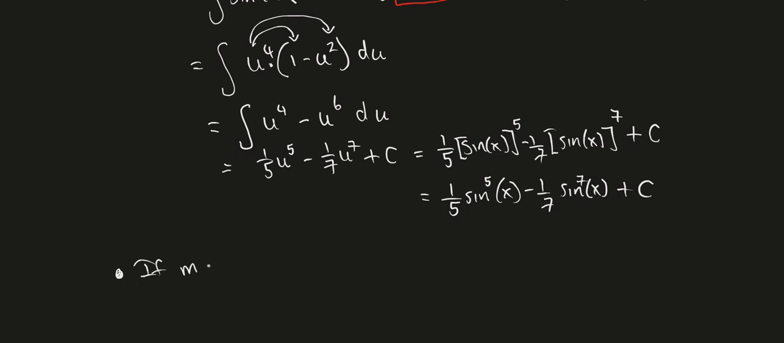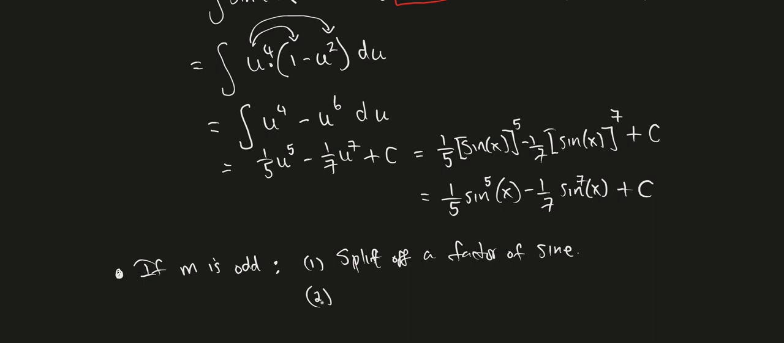If m is odd, so if the power of sine is odd, this is what we're going to do. First thing we're going to do is split off a factor of sine x, whatever it is.